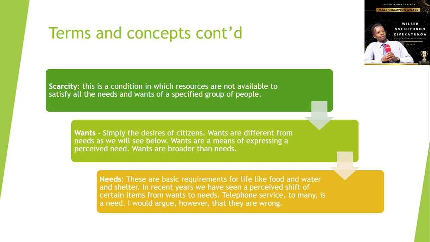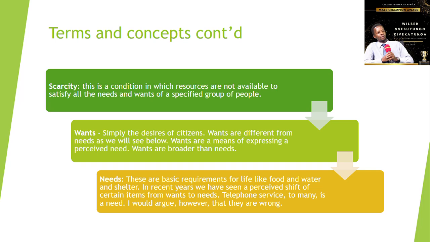So when we say scarcity, it is a condition where resources are not available to satisfy all the needs and wants of a specific group of people. When the resources are not sufficiently available, then we say there is a scarcity. Therefore, such resources have to be tightly managed to make sure they are able to satisfy the needs of people. You either choose to satisfy needs or you choose to satisfy wants.